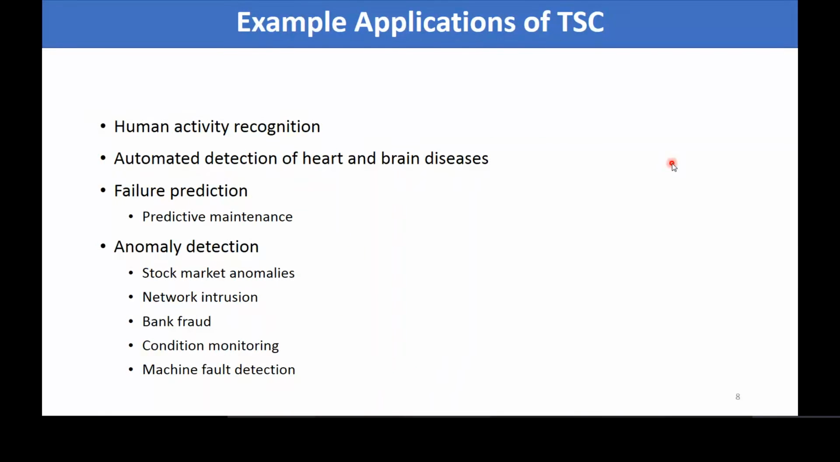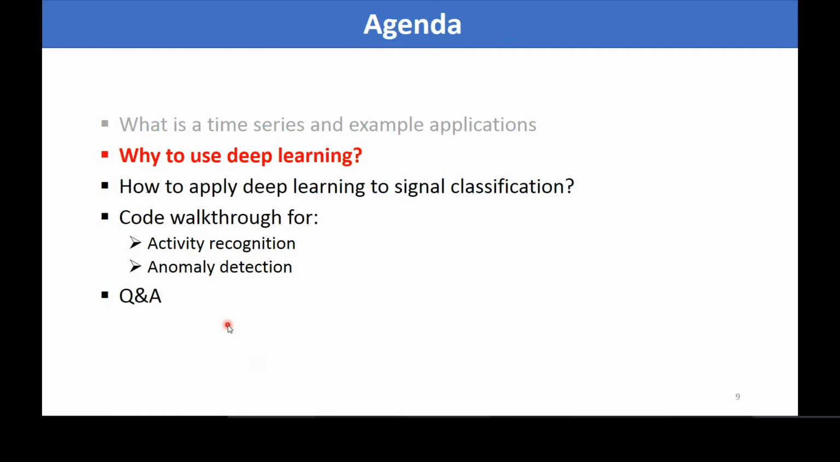Applications of time series classification include human activity recognition, automated detection of heart and brain disease, and failure detection for the purpose of predictive maintenance, for example. Anomaly detection includes a lot of things: stock market anomalies, network intrusion detection in cybersecurity, bank fraud, condition monitoring, machine fault detection, etc. So we will just assume that these are intuitive and many people have a sense of that. So we'll just move into the more hands-on aspect of the tutorial.